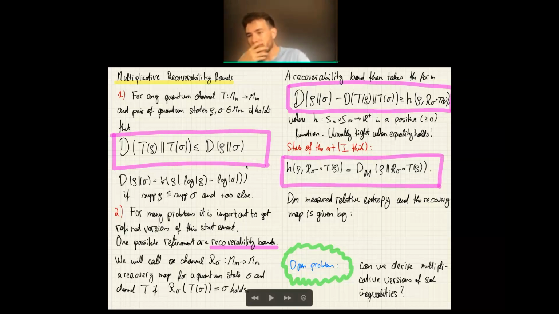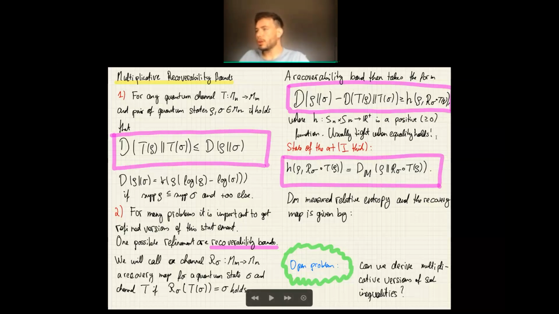And one possible refinement of the data processing inequality are so-called recoverability bounds. And they are of the following form. We are given some reference state sigma, and then there is another quantum channel R sigma, which goes from the image of the previous quantum channel to its domain. And it has the property that when we apply this channel to the state sigma itself, we recover sigma.